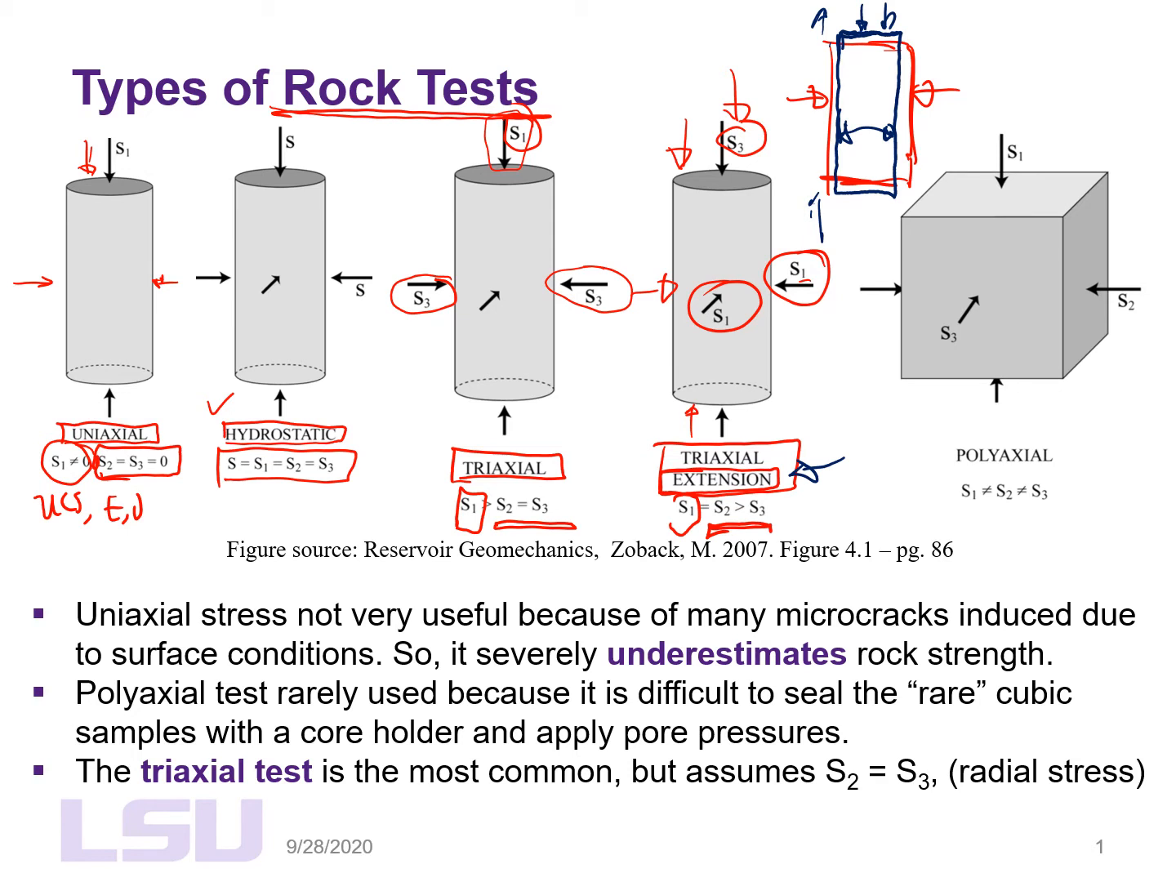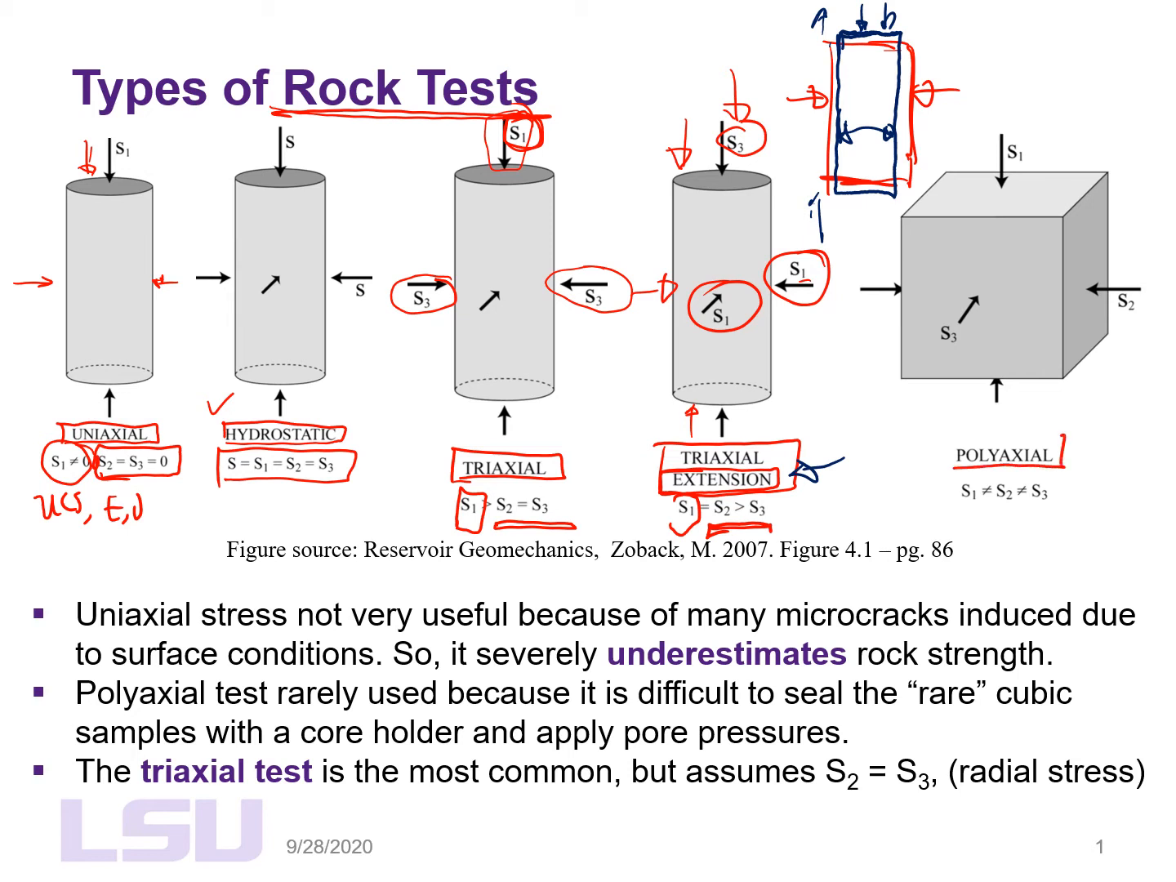So when we talk about the triaxial test without making mention of whether it's extension or compression, it is actually compression, because our oil and gas convention is that compression is positive, and that's what we have in mind. And in that case, the axial stress exceeds the magnitude of the radial stress.